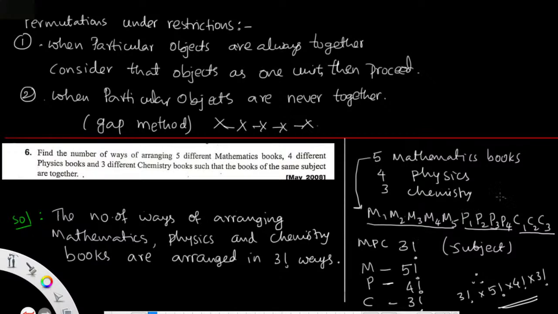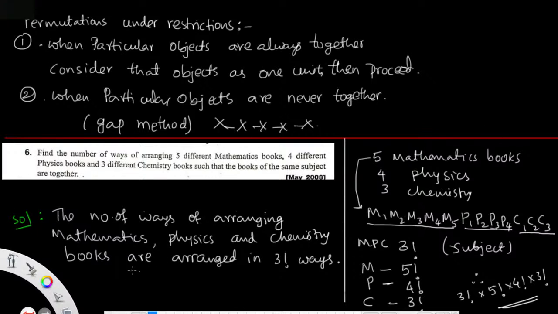Similarly, the physics books are not in the same order P1, P2, P3, P4. The internal arrangement of the physics books can always be done in 4 factorial ways. Similarly, the chemistry books are arranged in 3 factorial ways. So the total number of ways of arranging with the same subjects together is 3 factorial into 5 factorial into 4 factorial into 3 factorial. This is the form of the answer, so that is why I am writing it this way.